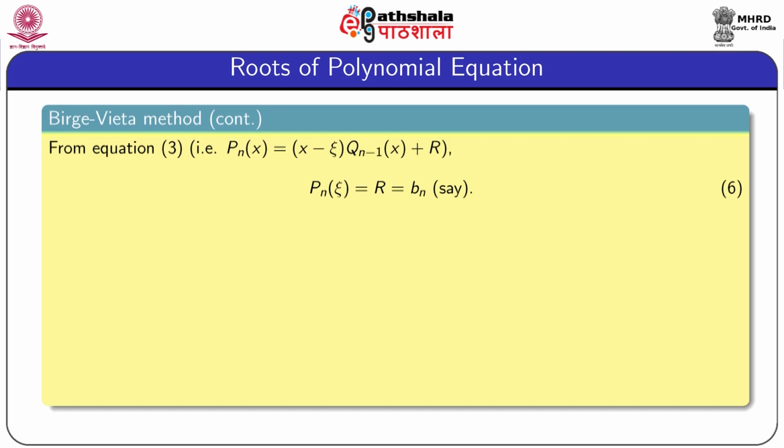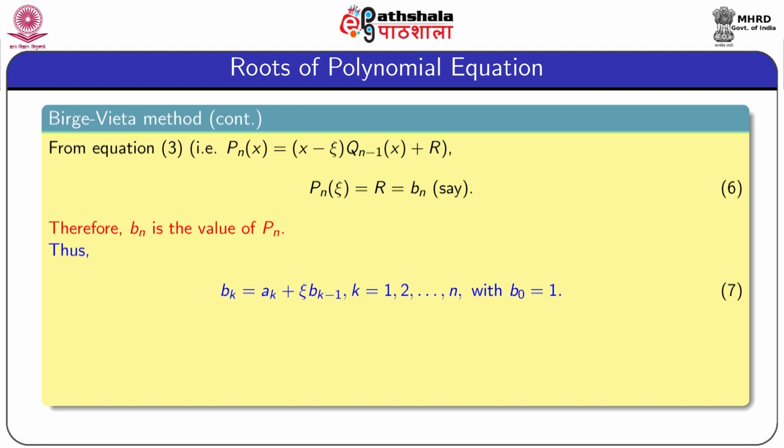Now from equation 3, that means the equation Pn(x) equal to (x - xi) Q_{n-1}(x) plus r, we see that Pn(xi) equal to r equal to bn. We denote r as bn. Therefore, the value of Pn is nothing but the constant bn. Thus, the recurrence relation for b's is bk equal to ak plus xi b_{k-1}, where k equals 1 up to n. n is the degree of the polynomial, and the starting value b0 is 1. So, this expression gives all values of the constants b1 to bn, including b0.